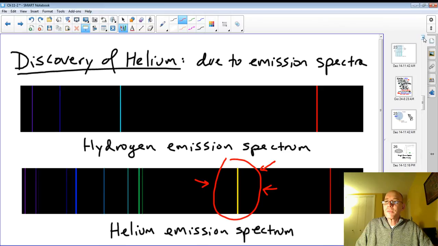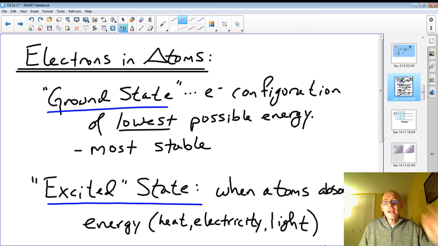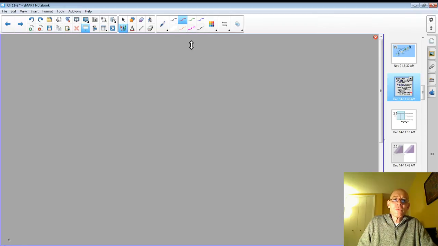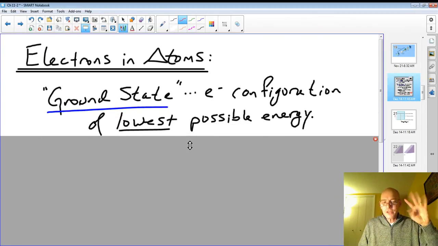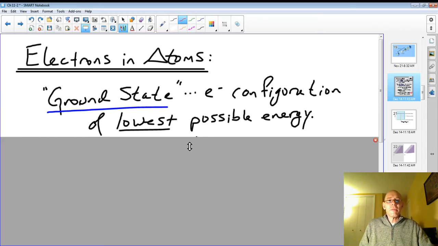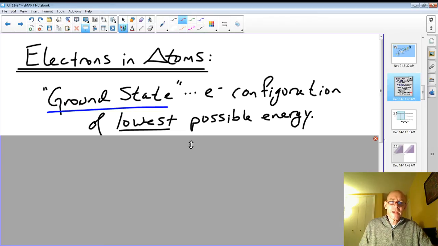So where does this spectrum come from? Well, it comes from electrons, as you've probably already guessed. And you need to know a little bit about how electrons behave. So electrons, when they are not energized, live, and I don't like the word live, electrons are not alive, but nonetheless, let's use that. They live in what's called a ground state. And a ground state is the lowest possible energy state of electrons.